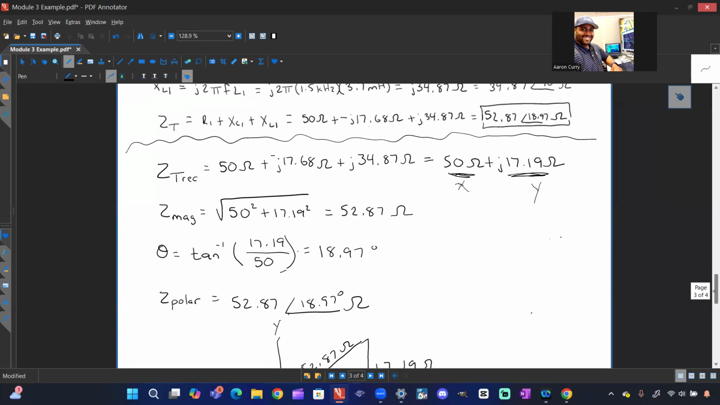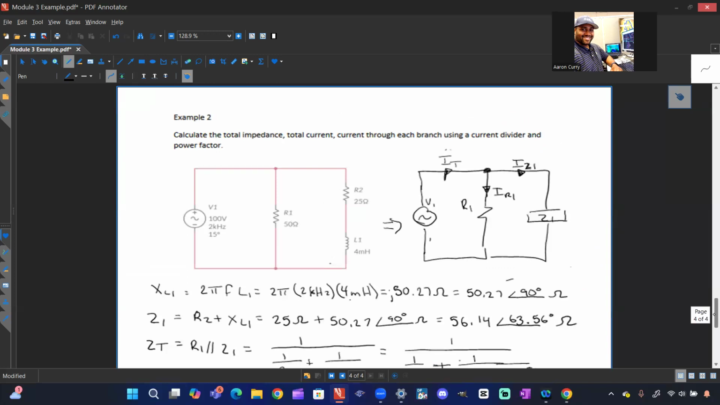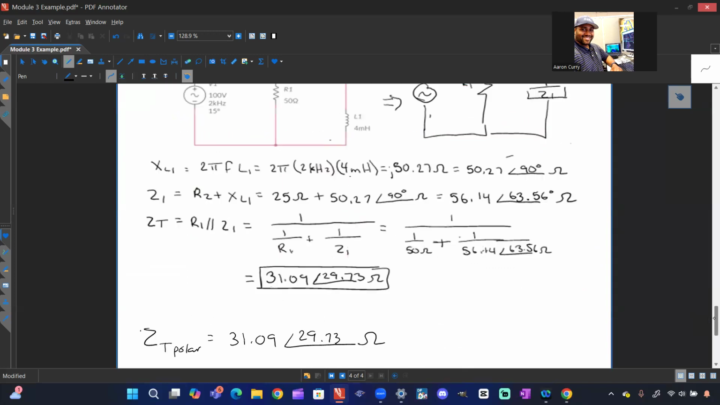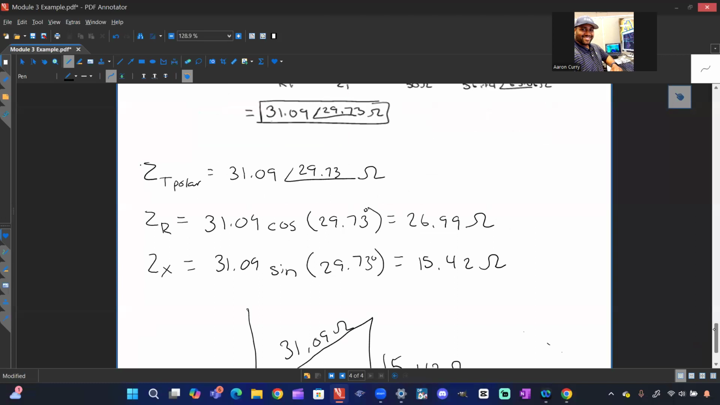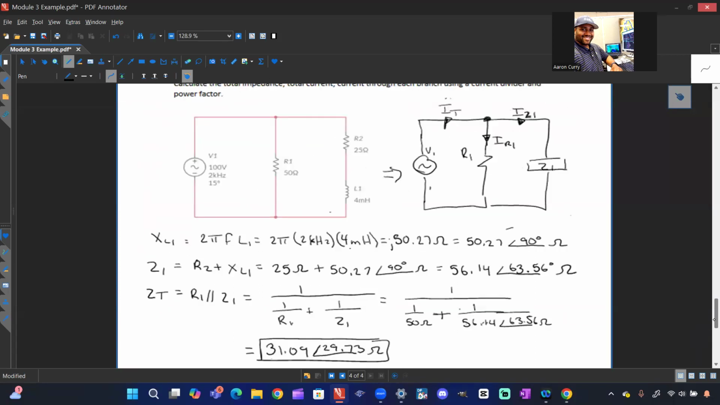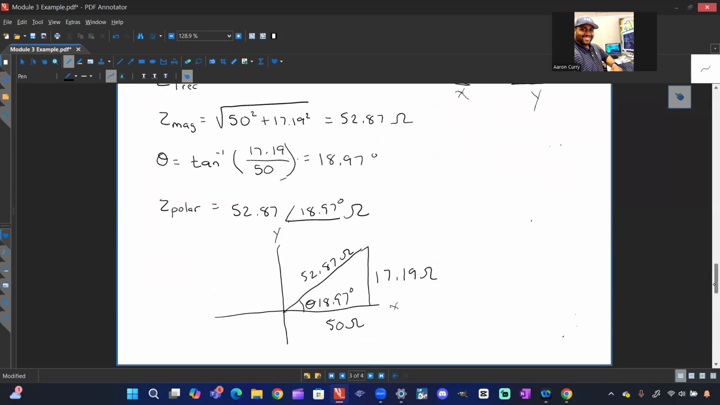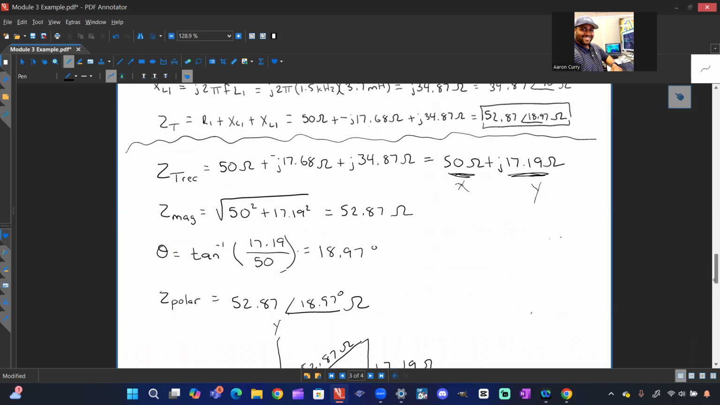All right, so moving on to the next example. Oh, let me back up. So I did it the longhand way. Now, keep in mind, you don't have to do it the longhand way. You can simply just use your calculator to convert it from rectangular to polar, or polar to rectangular, vice versa.